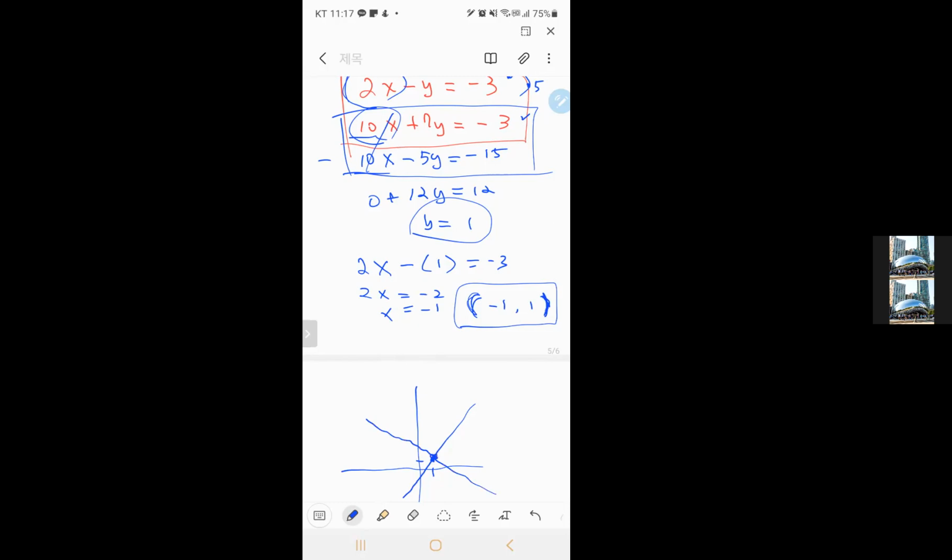Yeah, something like that. So, oh, sorry. My bad. It's negative 1 and 1. So negative 1 and 1. They should meet somewhere over here. Right? And that's the system of equations.